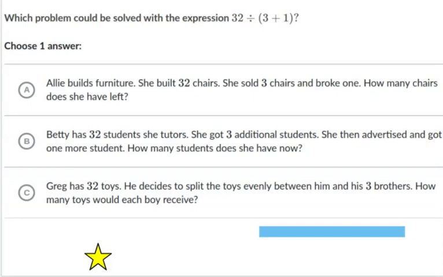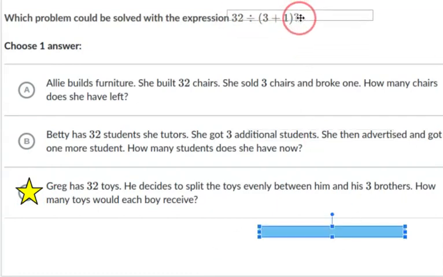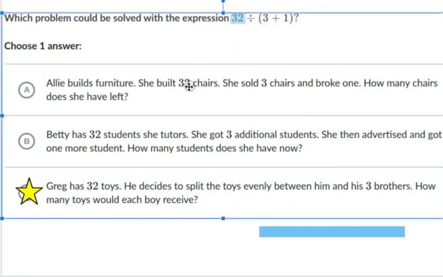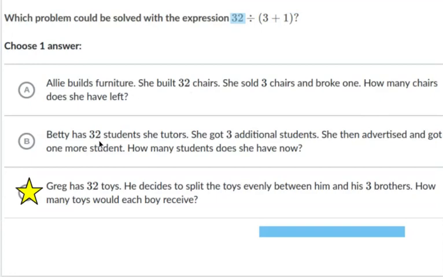All right, so you should have in your notebook put down letter choice C. So let's talk about why it's letter C. A couple pieces of this problem is you know that we needed to start off with 32 of something. Well, here we're starting off with 32 chairs. Here we're starting off with 32 students. And here we're starting off with 32 toys. So all of these problems do have the situation starting off with 32 of something.